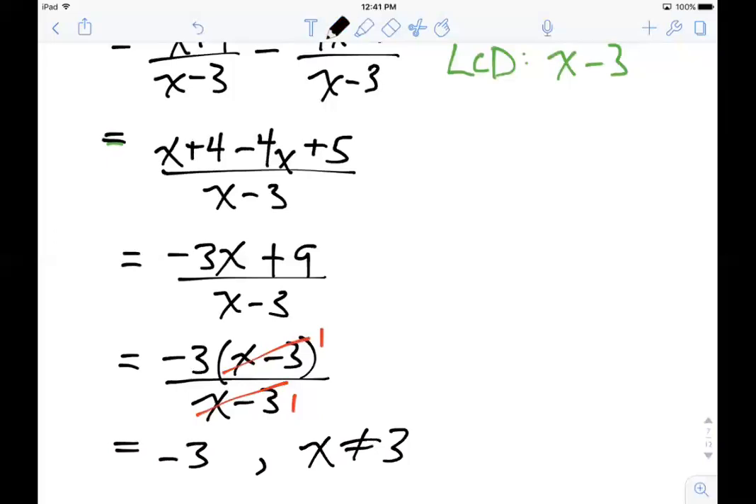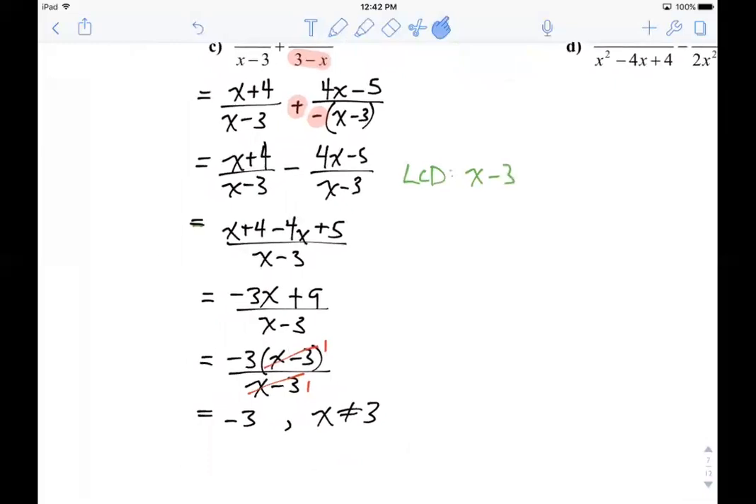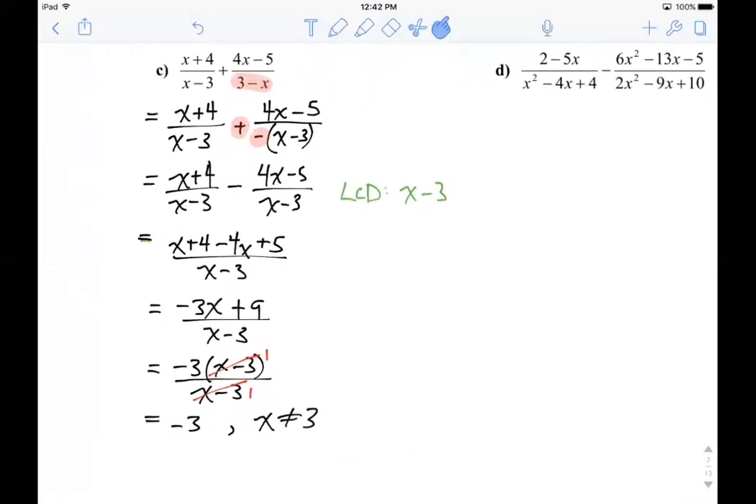And if you're wondering where I got the x equals 3, remember that x minus 3 can't equal 0 because that was our original denominator. So x cannot equal 3, so that our denominator will never be 0. And as long as that restriction is always true, this very complicated expression we started with at the very beginning of question C ends up simplifying down to just a single negative integer, in this case, negative 3.